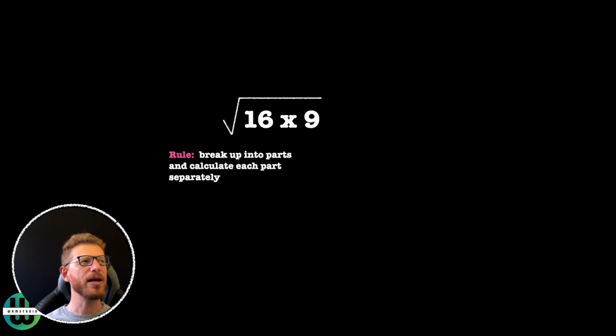Let's have a look at the square root of 16 times 9. When we multiply, another rule, we're first going to break up the parts of the root into their own components, and then we're going to calculate those parts separately. So what do we mean by this? Well, I'm going to write it out like so. 16 times 9 square rooted is going to be the square root of 16 times the square root of 9.